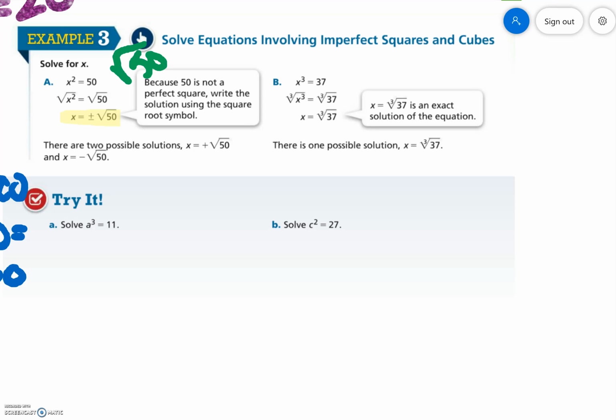Put it in mine right now. The square root of 50 is equal to 7.071067, on and on. It is an irrational number. So instead of writing all those crazy numbers, we can just leave it as the positive and negative value of the square root of 50.